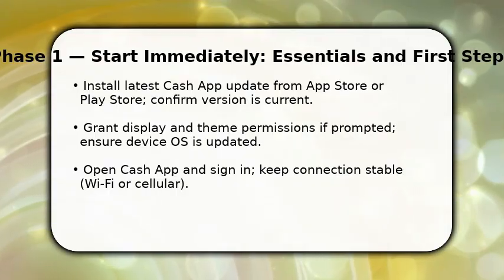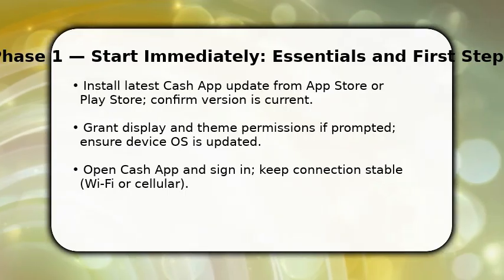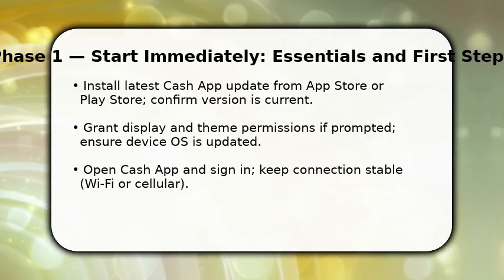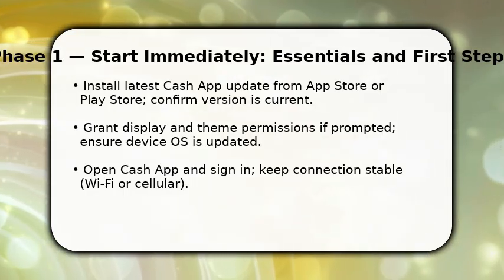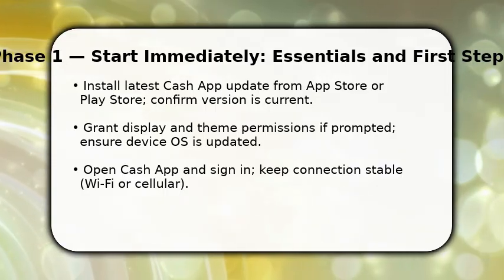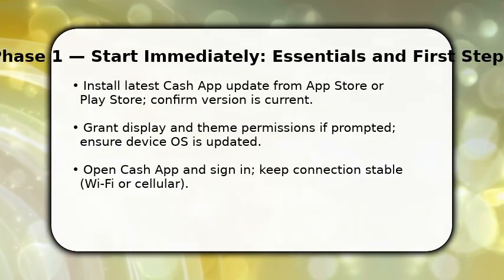You start by making sure the app and device are ready. Update Cache App now and sign in so settings sync. Once done, check that your phone OS is current because app themes often follow system capabilities. Make sure display permissions are allowed so the app can switch themes.